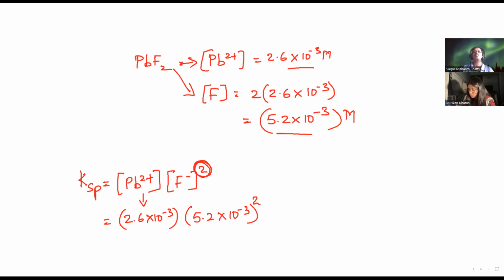One easiest way would be, I'm going to keep this 2.6 into 10 to the power of minus 3 as it is. I'm not going to disturb it. Now, you will help me to find out the value of 5.2. Because this is raised to the power of 2, it's 5.2 times 5.2. How much is that? 10.4? No. Use your calculator, no issues. 10.4. No. Oh, wait, am I doing the whole thing wrong? You're supposed to multiply it.